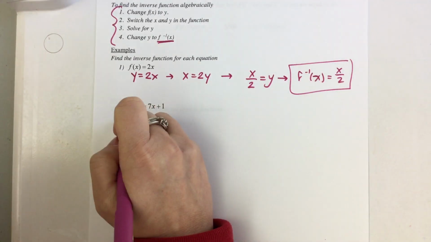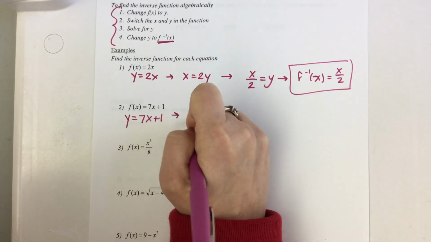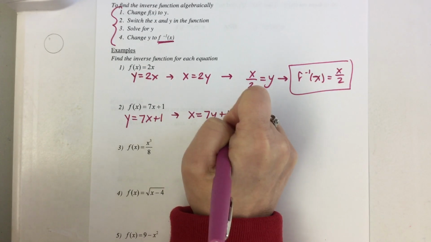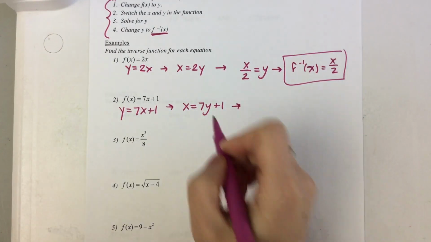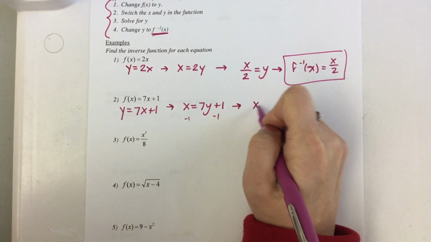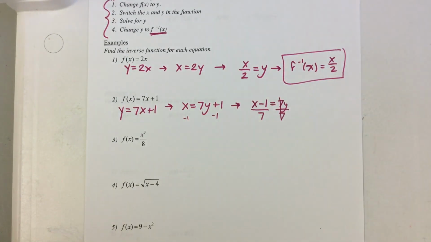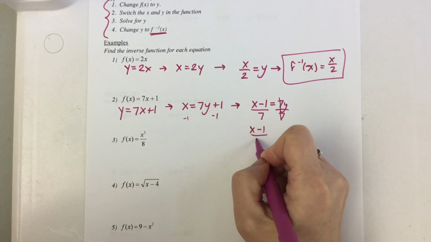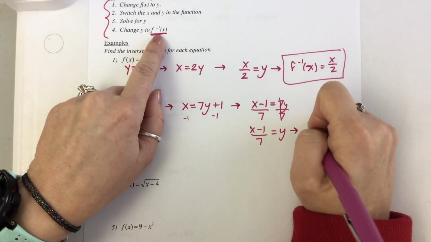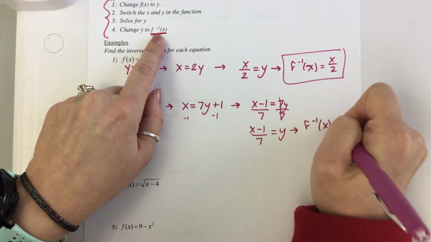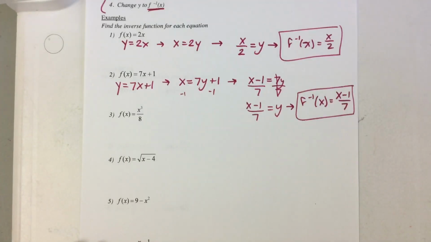Okay, here's another one. Step 1, f of x becomes y. Step 2, y's become x's and x's become y's, so you switch them. Step 3, solve for y. So here I'd have to minus a 1. So I'd have x minus 1 equals 7y. To get y by itself, you divide everything by 7. So x minus 1 over 7 equals y. The last step, change y to that inverse notation. So the inverse of the x function, what is y equal to? x minus 1 over 7. Done. Kind of fun stuff.